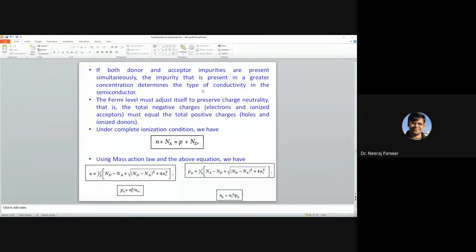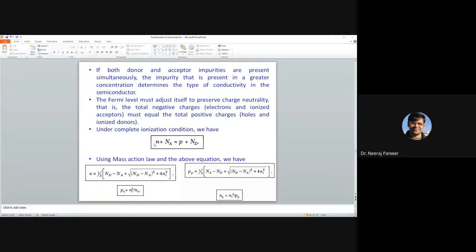If, for example, the donor doping is more than the acceptor doping, then naturally it will be an n-type semiconductor. However, if the acceptor concentration is greater than the donor concentration, then it will be a p-type semiconductor. Still, the total semiconductor will be electrically neutral. So the electrically neutral condition will be satisfied.